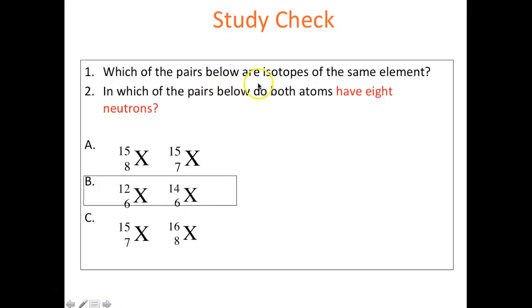Which of the pairs below are isotopes of the same element? Well, they have to have the same atomic number, so B would be the answer. In which of the pairs below do both atoms have 8 neutrons? It has to be C, because 16 minus 8 gives you 8 neutrons, and then 15 minus 7 will give you 8 neutrons.